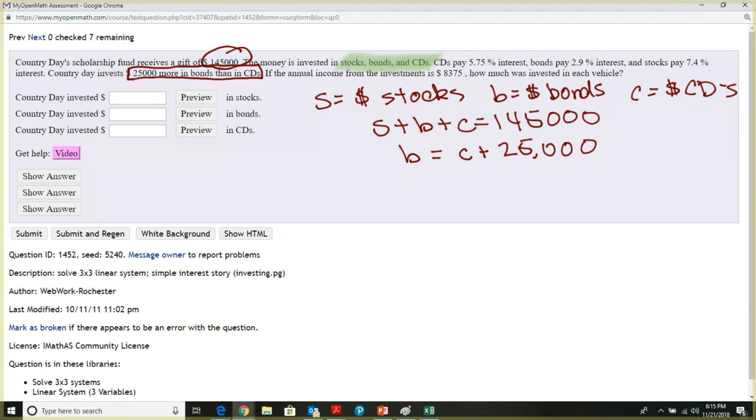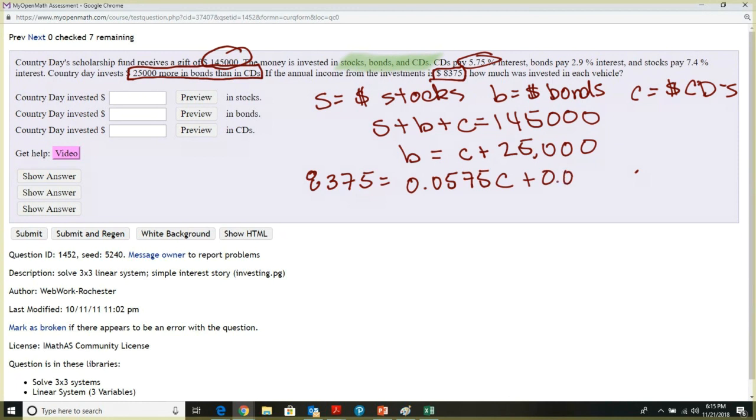And lastly, it says the income from the investments is 8,375. So what that means is that if you add up all the interest, it should equal that. Well, it looks like the CDs are getting 5.75. Make sure you put these in decimal form. So if I multiply the amount in CDs by that, I'll have its interest.